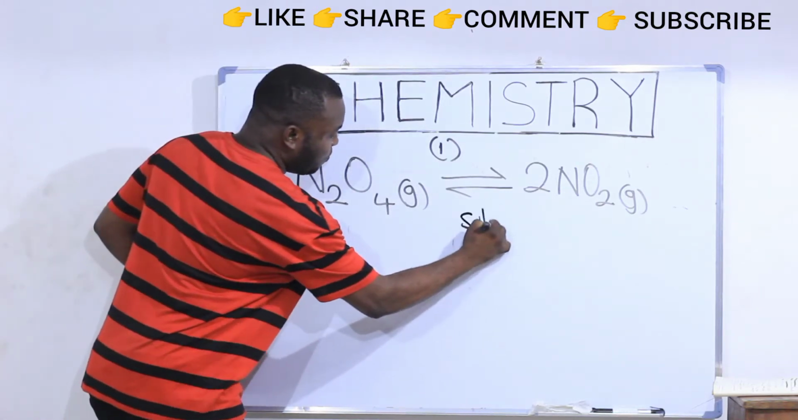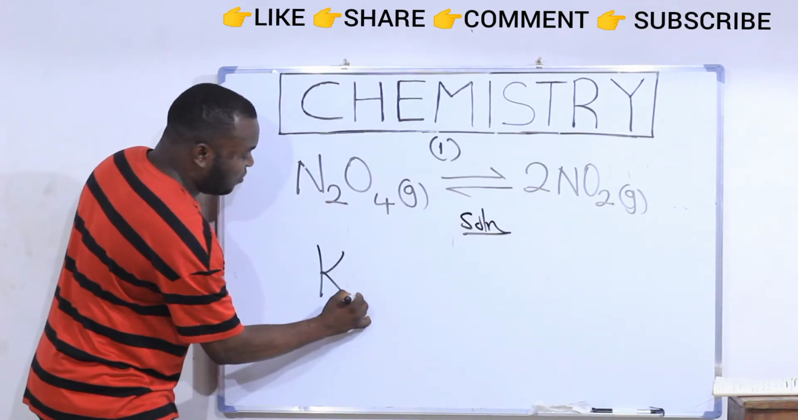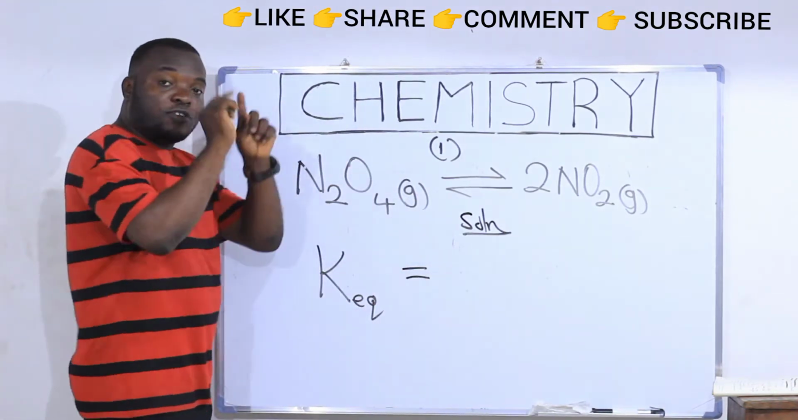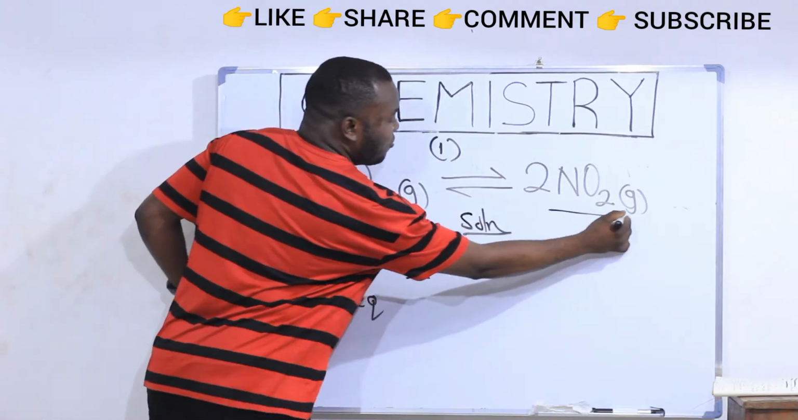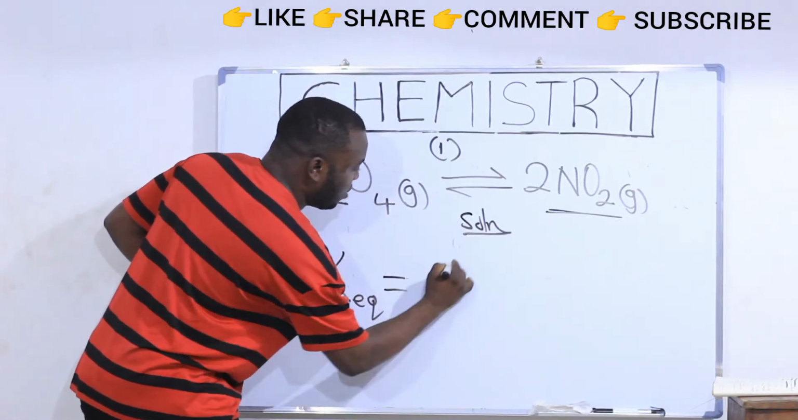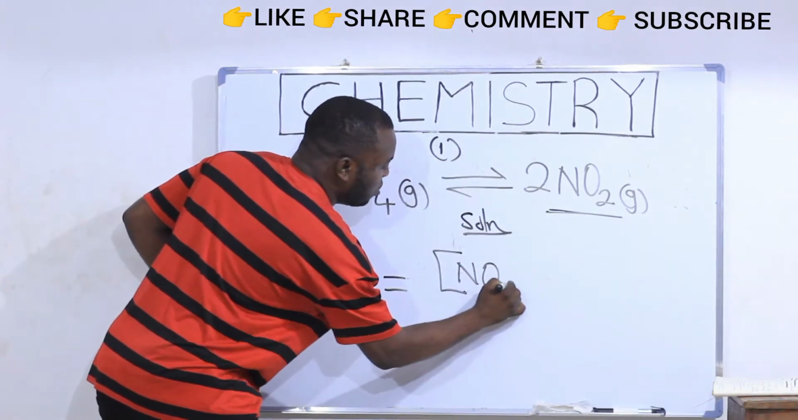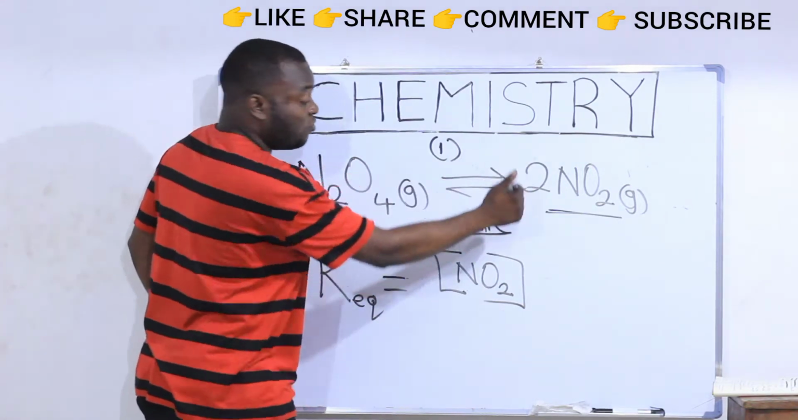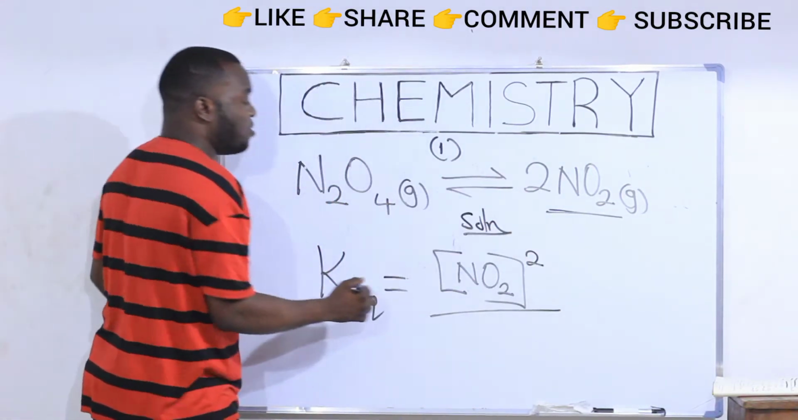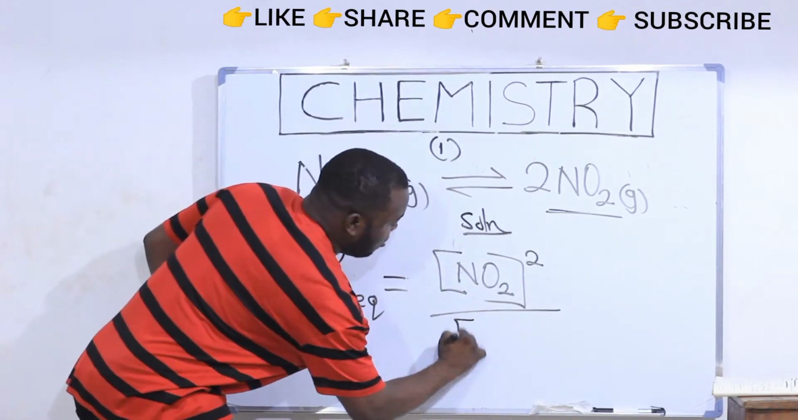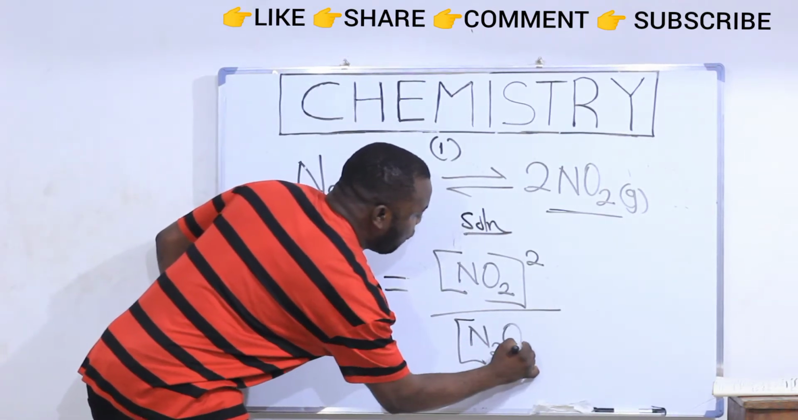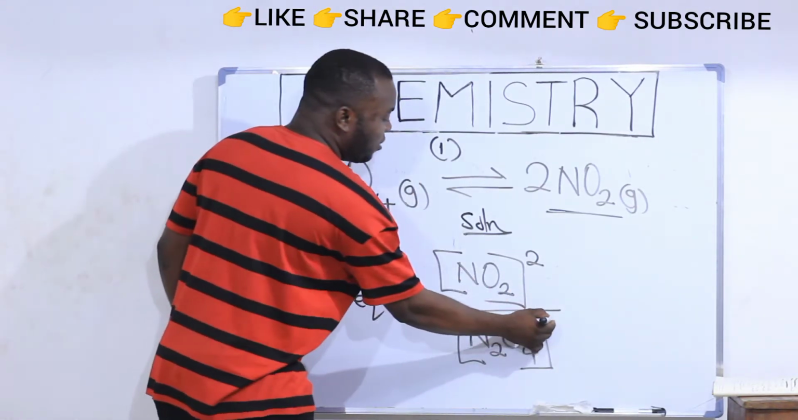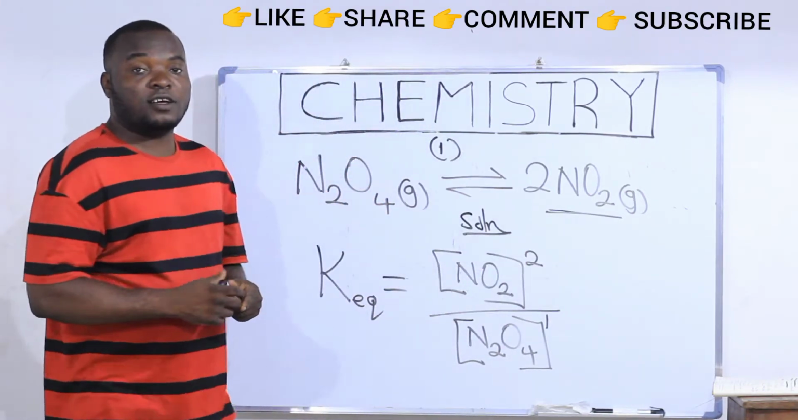Now, solution. The equilibrium constant, which is Keq, for this reaction is equal to the concentration of the product. Here, my product is the right-hand side, which is NO2 gas raised to the power of the stoichiometric coefficient, which is 2, divided by the concentration of the reactant, N2O4, raised to the power of the stoichiometric coefficient here, which is what? 1. And this is the answer to the question.